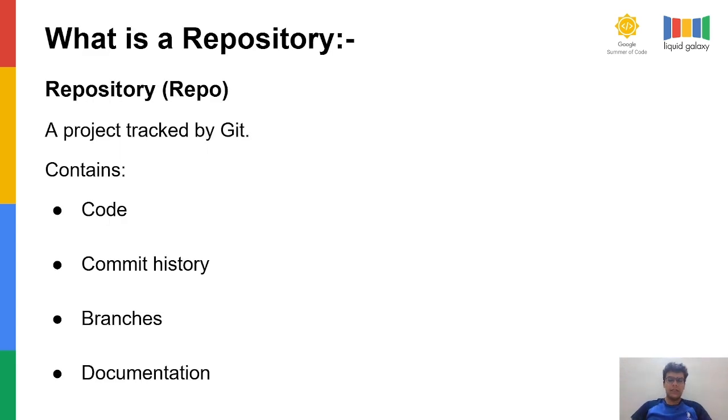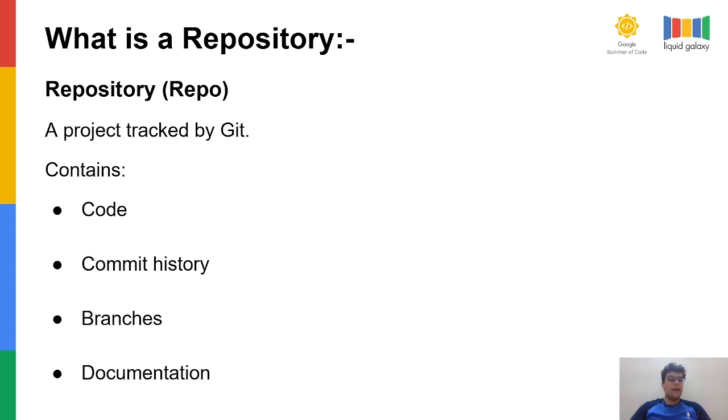So can Git function without GitHub? Yes, but GitHub cannot function without Git. So now let us see what is a repository. A repository is a directory tracked by Git containing code, commit history, branches, documentation.